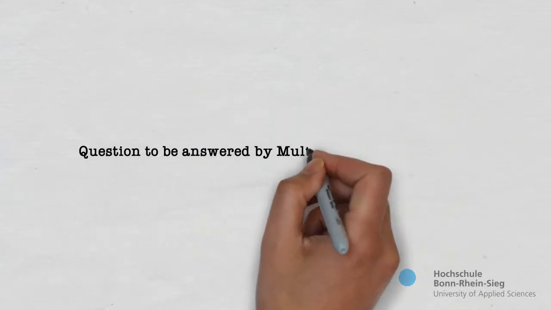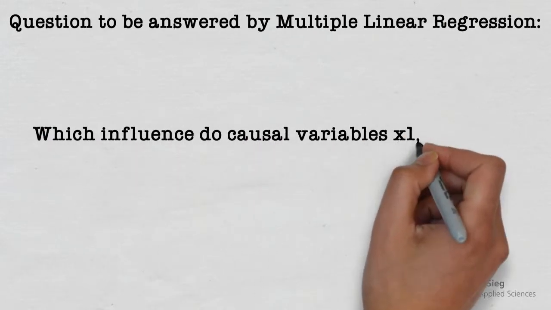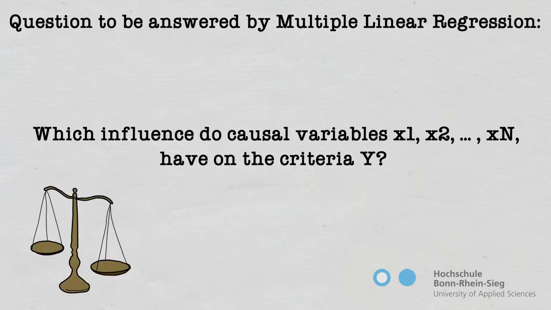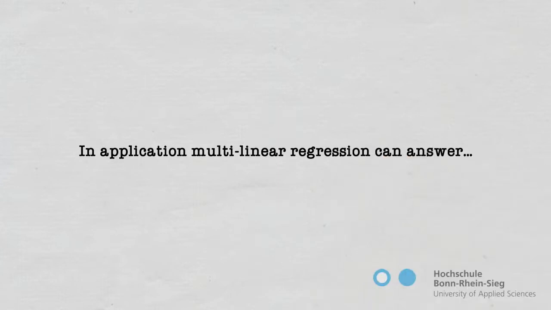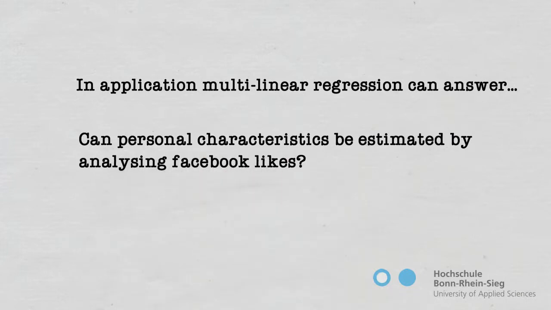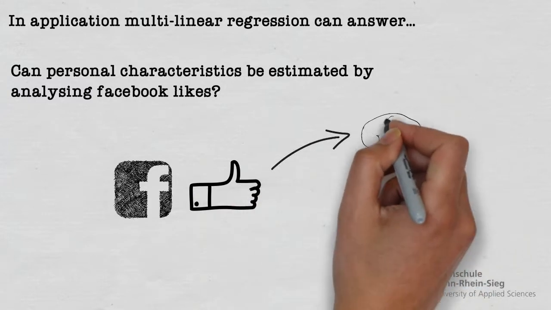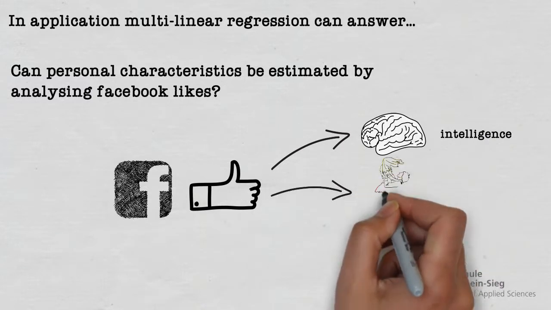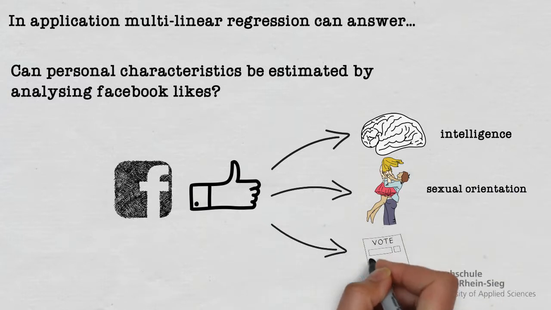So, what questions can be answered by multiple linear regression? For example, which influence do causal variables x1, x2 and so on have on the criteria y? So in application, multilinear regression can answer: can personal characteristics be estimated by analyzing Facebook likes, for example? So looking at Facebook likes, can we predict characteristics of human beings like intelligence, sexual orientation, or political view, for example?